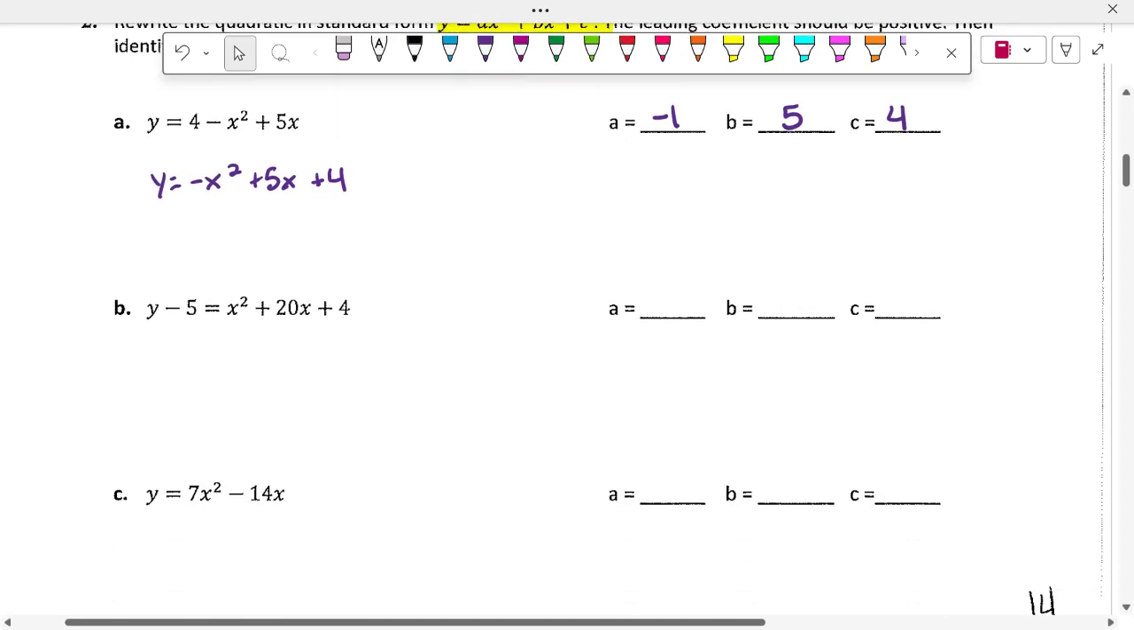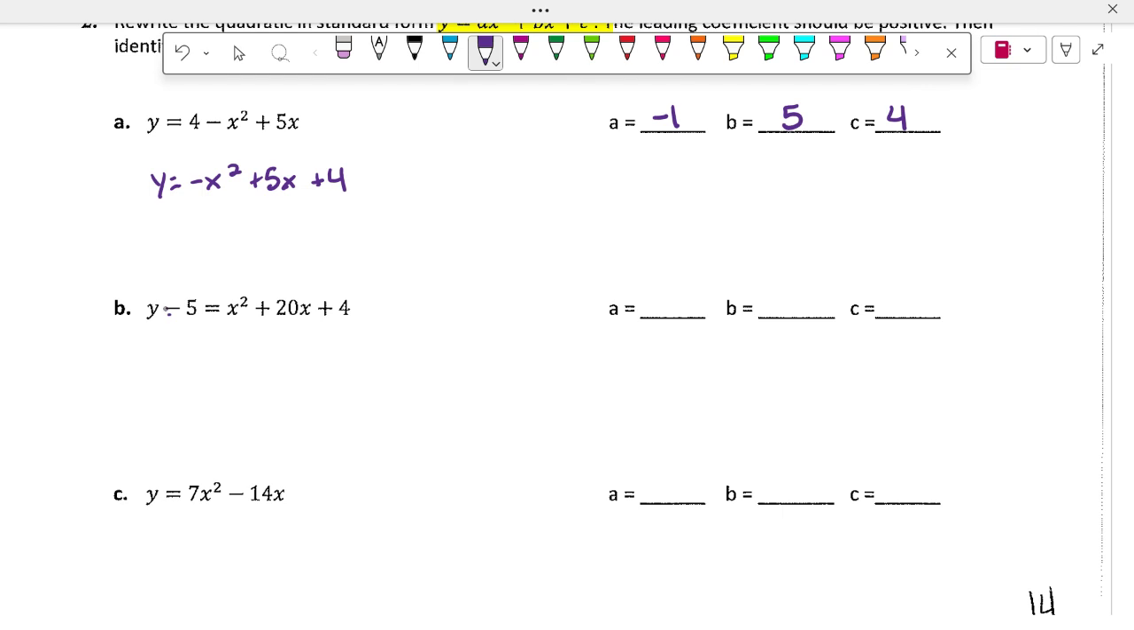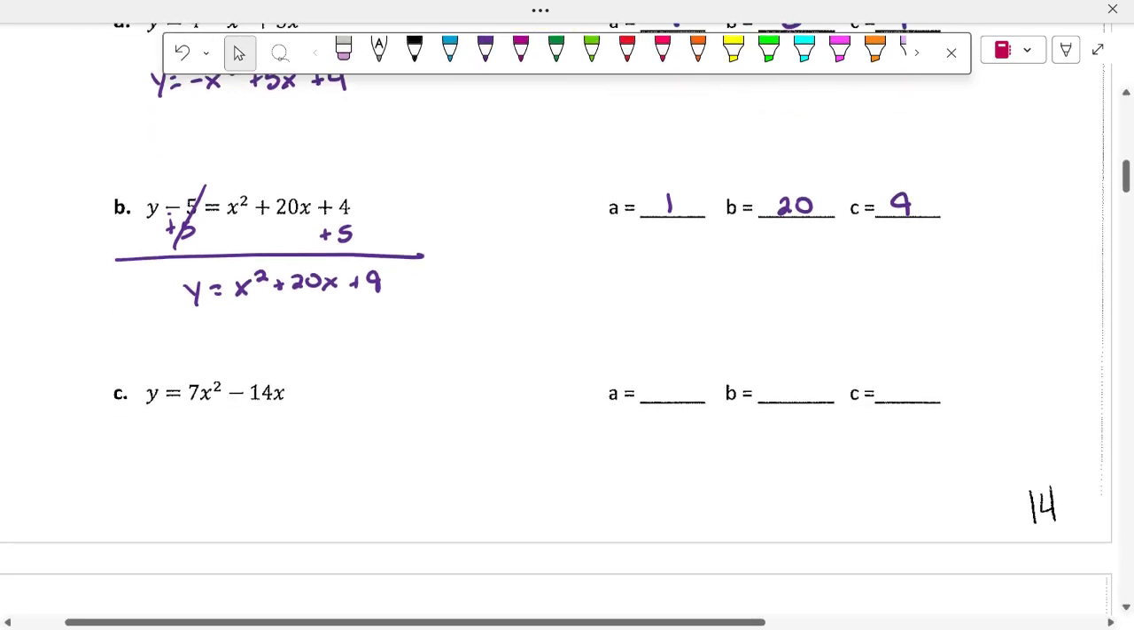All right. Letter B. Now, if you look over here, do you see how y isn't by itself just yet? We have to get it by itself, so we need to add the 5 to both sides. So y is equal to x squared plus 20x plus 9. So what's a, b, and c? 1, 20, and 9. Then lastly, c, it's already in standard form, so we don't have to rewrite it. So what's a, b, and c?